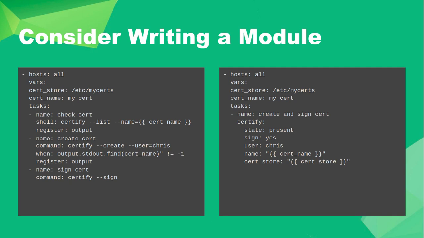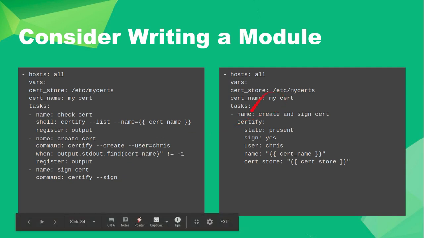So how can you do that? Let's say this is my YAML file. What I'm doing is hosts all, vars: there is no var, certification stored here, the name of the certification is my cert. Now these are some tasks I'm doing. The first task is checking certification. The task is shell, but what I am doing is certify. Certify list, hyphen name, certificate name, registered output. Then name create certificate, command certify create, user create, output, registered output, then name sign certification, certify sign. So this certify is the module we need to create.